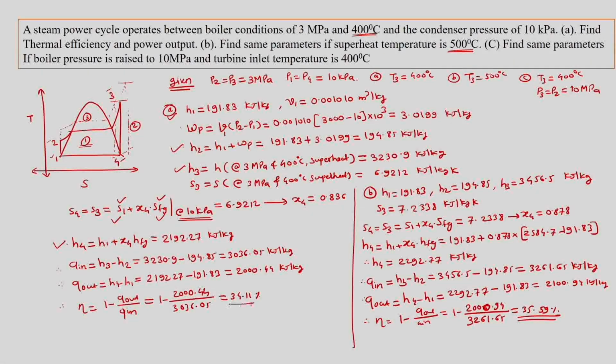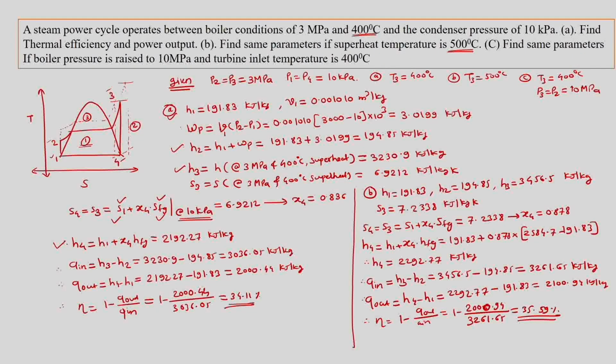So we can compare two efficiencies. In the first case we had efficiency 34.11%, and for 34.11% the turbine inlet temperature was 400 degrees Celsius. But now we solved the same example for a turbine inlet condition of 500 degrees Celsius. So it should be remembered here that if we increase the turbine inlet condition for the same condenser condition, then we will have more mean temperature of heat addition, and that would lead to an increase in efficiency of the cycle.